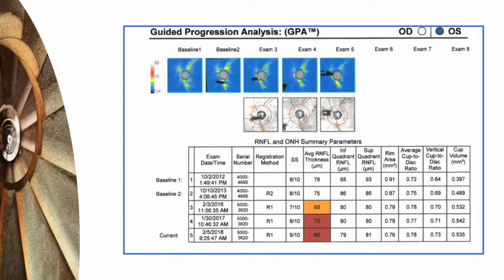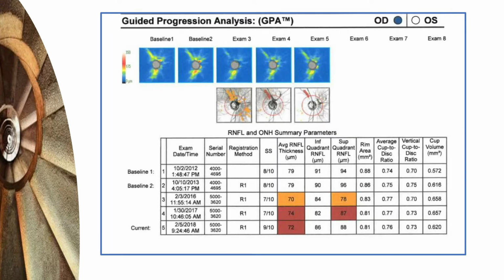When you look at the GPA, the guided progression analysis, especially at the top on that baseline, you don't see it. But when you look at those other scans, you can see that algorithm failure that follows you on most of these other scans. It's not completely invalidating the OCT, but really accounting for the variability you see on the scan. Again, the right eye looks pretty normal.